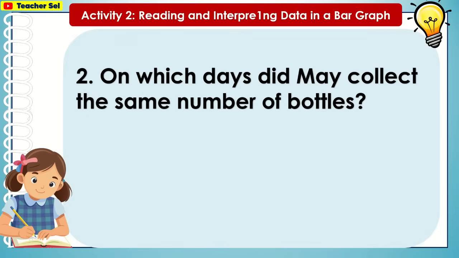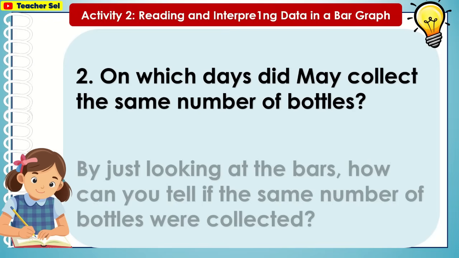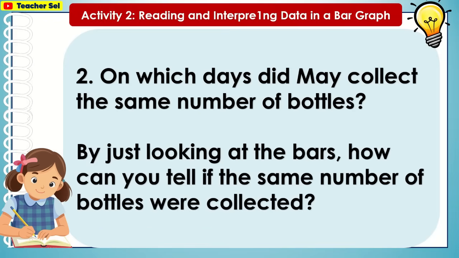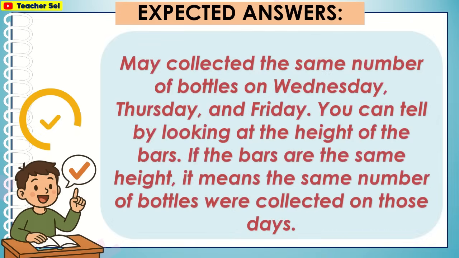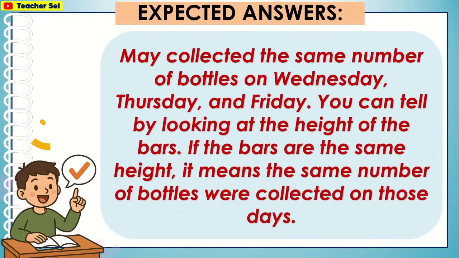On which days did May collect the same number of bottles? By just looking at the bars, how can you tell if the same number of bottles were collected? May collected the same number of bottles on Wednesday, Thursday, and Friday. You can tell by looking at the height of the bars. If the bars are the same height, it means the same number of bottles were collected on those days.